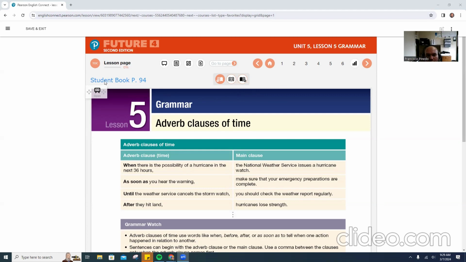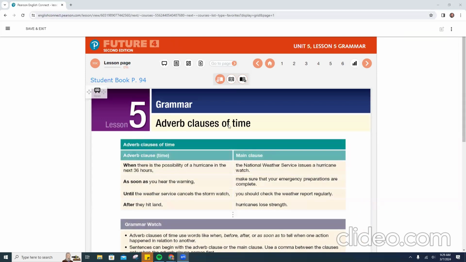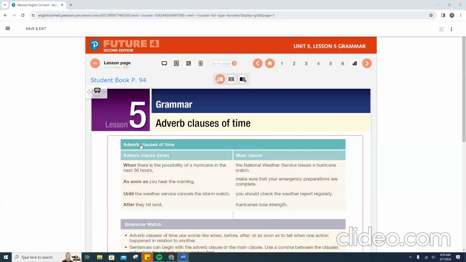We're going to start with our student book. So you could see here the student book, page 94. So page 94 in your student book, please. Okay, so page 94, it's a grammar lesson, and we are going to be learning about adverbial clauses of time.